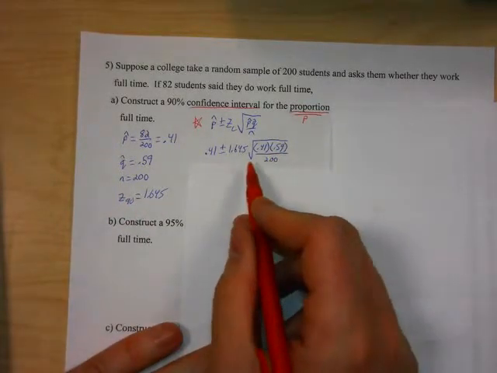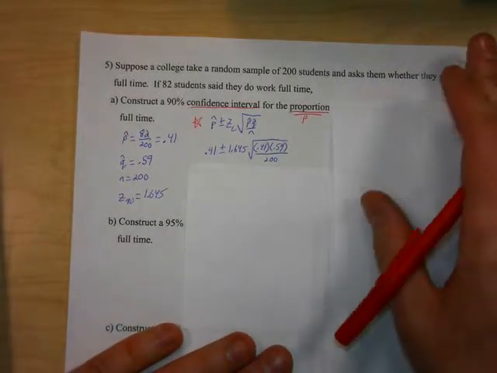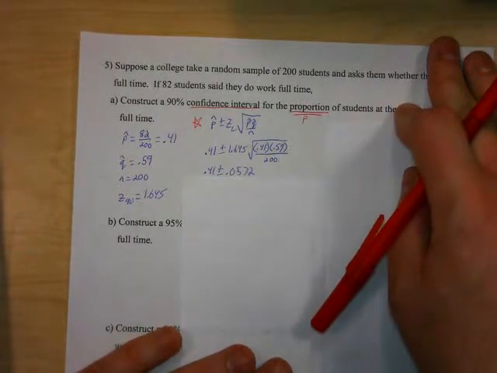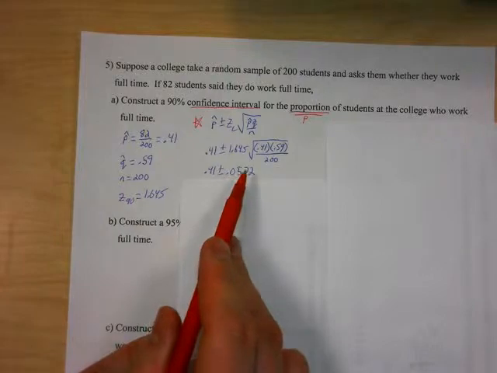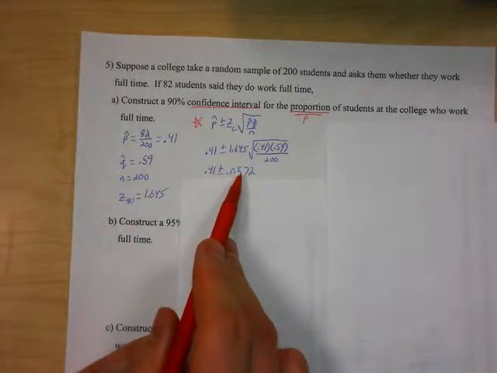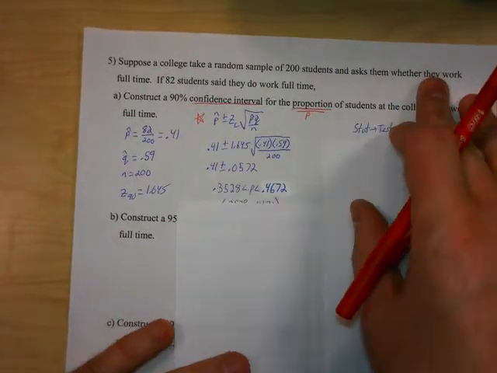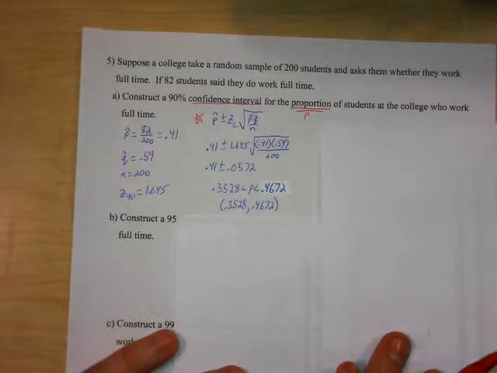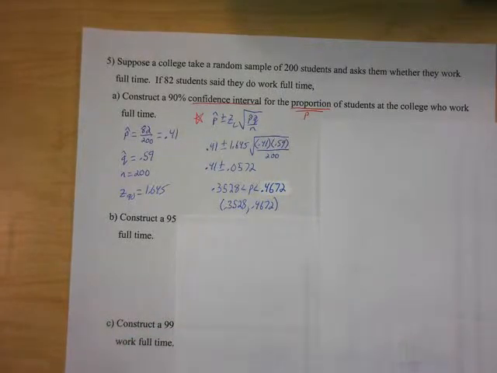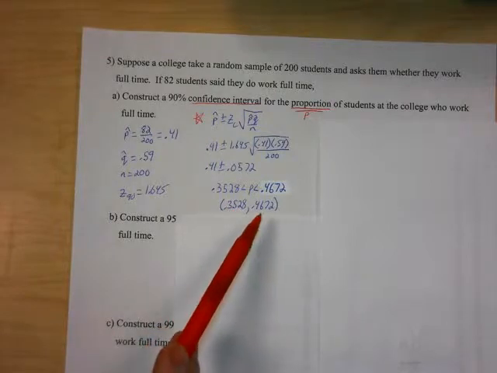So again, plug and chug into the formula. If you need to do this, you can pause the video, but I'm going to move on for the sake of time. The margin of error there is 0.0572, so about 5.7%. Add and subtract that from p hat, and we are 90% confident that the true population percentage of students who work full-time is between almost 35 and 47%.